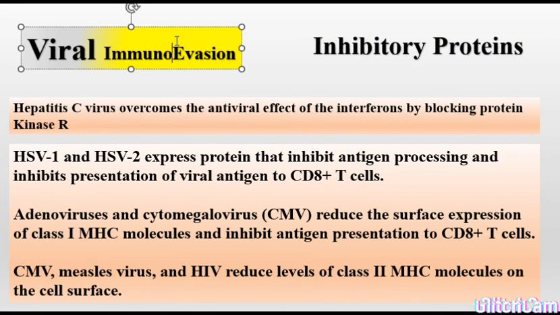So now I'm going to talk about how viruses escape from effective immune responses. We call it immuno-evasion. So I will show just some examples. For example, hepatitis C virus overcomes the antiviral effect of interferons by blocking protein kinase R. And this is very important because, as we mentioned, it is type 1 interferon that provides immunity against viruses. So it has blocking and interference activity with this important protein.